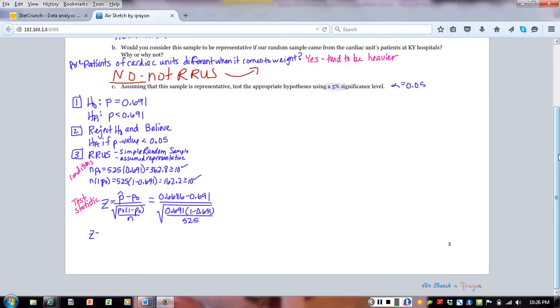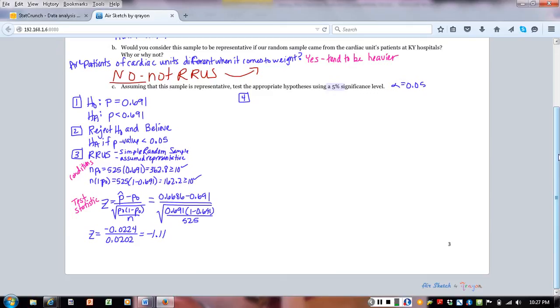So I'll do the numerator and denominator separately here for you so that you can check in case you're not getting the same thing as me. You should get a z-score of about negative 1.11. Then step 4 is for us to find our p-value.